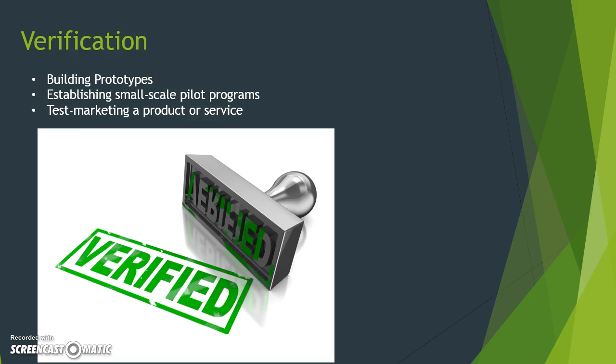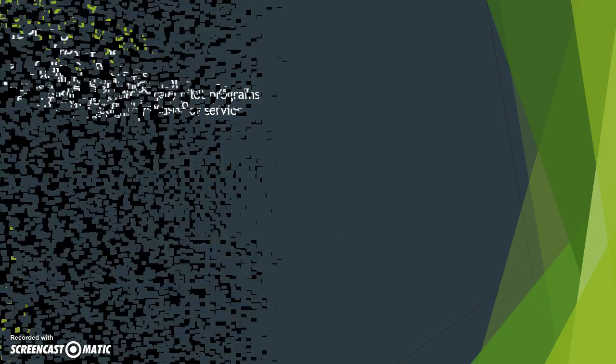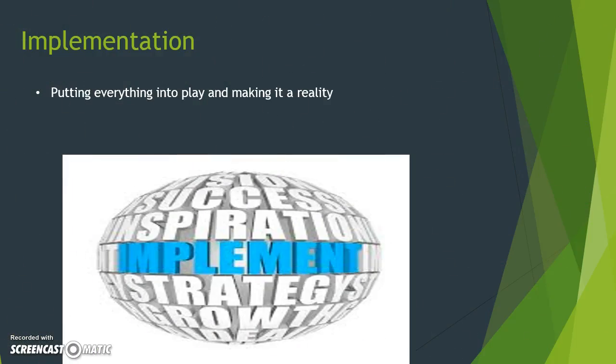Step 6 is the verification stage, and this is the stage of gathering ideas that were brought up and applying them in real life situations, like building prototypes, establishing small scale pilot programs, and test marketing a product or service. And the last and final step is implementation. This step is putting everything and making it a reality. It says that many people have ideas but don't ever get past the idea stage, and that's what sets entrepreneurship apart from other people.